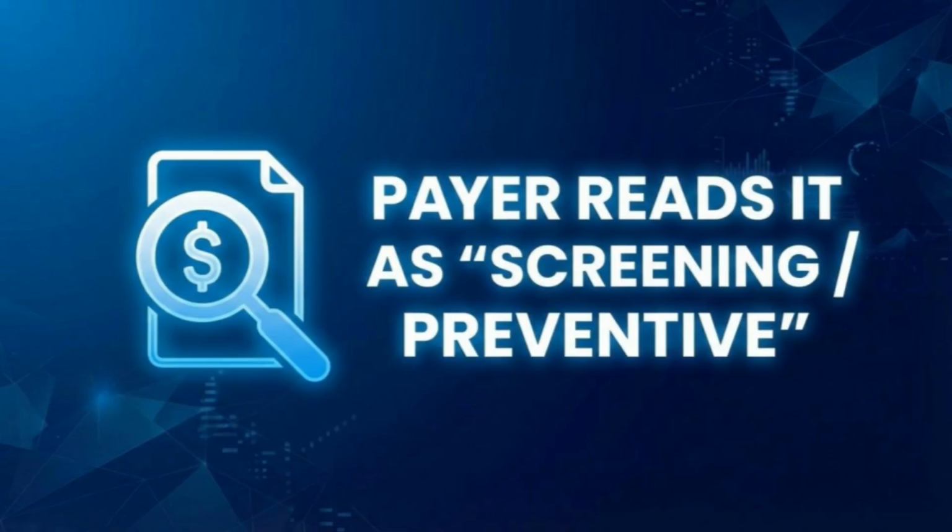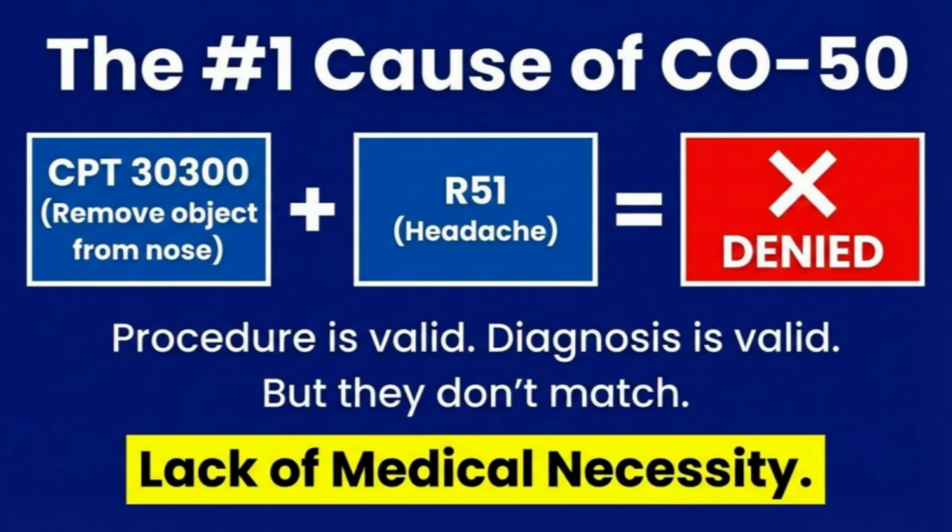The payer reads the claim as screening or preventive instead of medically necessary. For example, if you bill CPT 30300, removing a foreign object from the nose, but you link it to headache, R51, the insurance computer will deny it as CO-50. Why? Because a headache is not a medical reason to perform nasal surgery. The computer thinks you made a mistake.